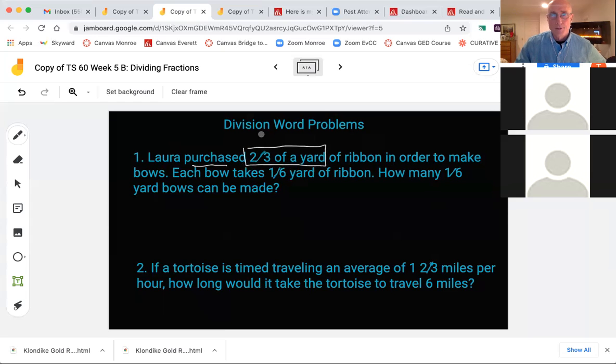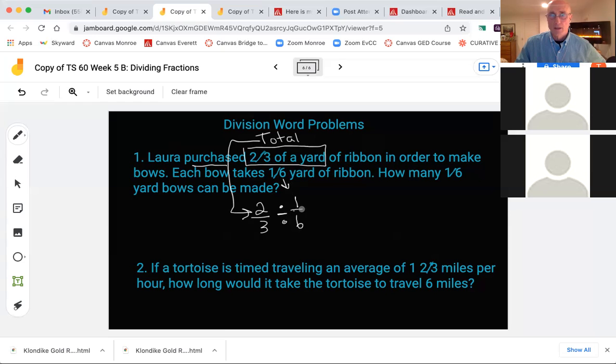Okay. This is her total that we're now dealing with. This is the total, the big number. Okay. And each bow takes 1/6 of a yard. So how many of these 1/6 yard bows can she make if she has 2/3 of a yard total? Okay. So she's got 2/3 of a yard. That's her total amount right here. I'm just going to draw a little arrow here to say that's where that number came from. Okay. And that's going to be divided by this other number here, right here, 1/6.